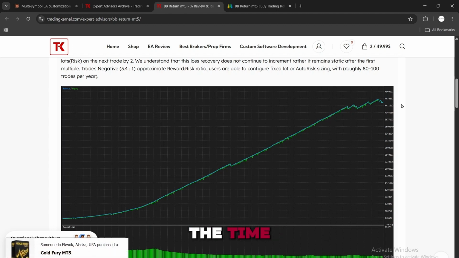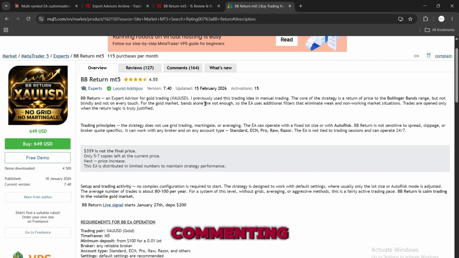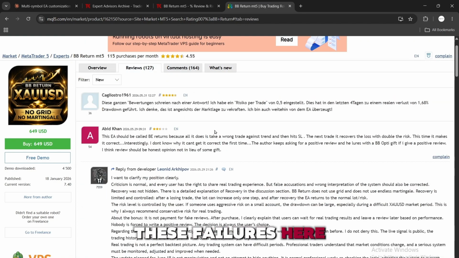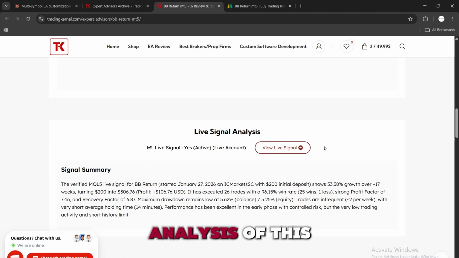But majority of the time, you end up crashing due to over speeding. Now, in this case, overfitting. And we can see some signs of that failure here in May 2026. And there are a lot of people commenting about these failures here from this expert advisor. So let's move over to the live signal analysis of this section.